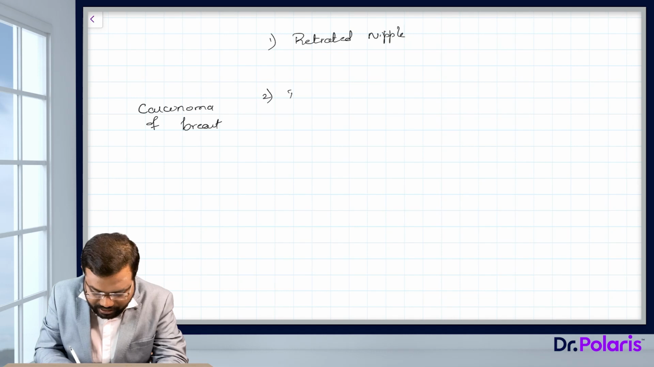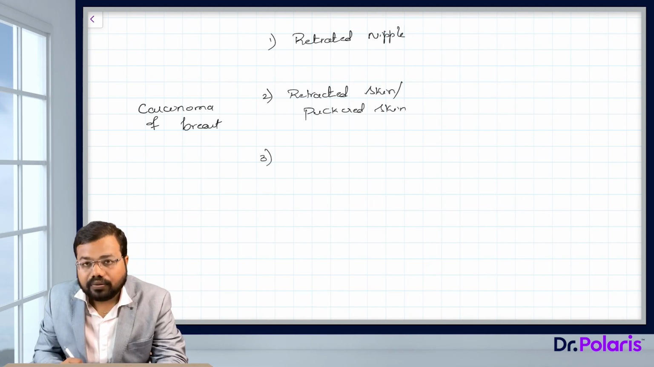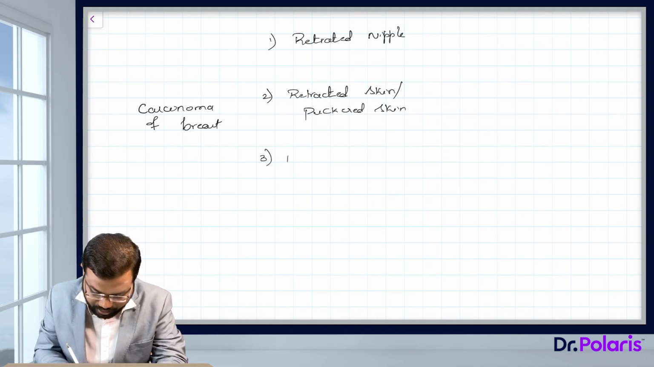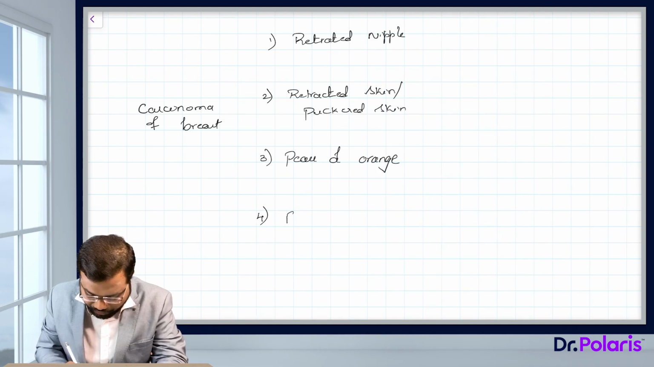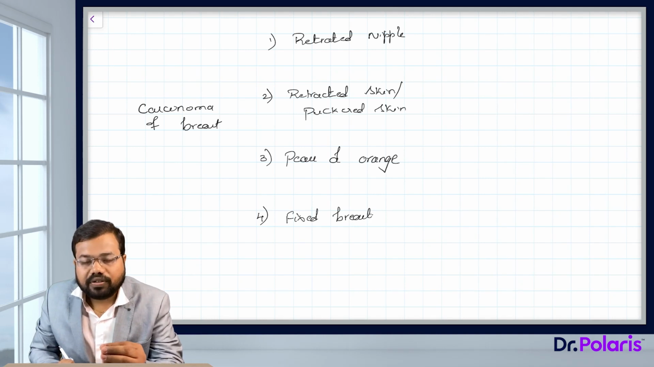The second one is retracted skin, also called puckered skin. Third one is peau d'orange. And finally, fixed breast. Everything is related with the carcinoma of the breast, and it affects one or the other parts of the contents of breast.